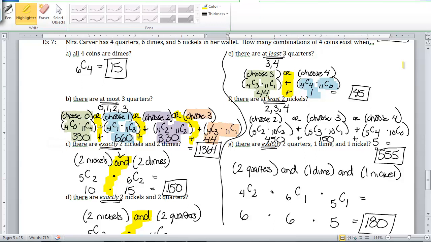F follows a similar way. You should have gotten 555. And G follows similar to C and D, and you get 180. Please now complete tonight's homework assignment and then do the review assignment for day 4.